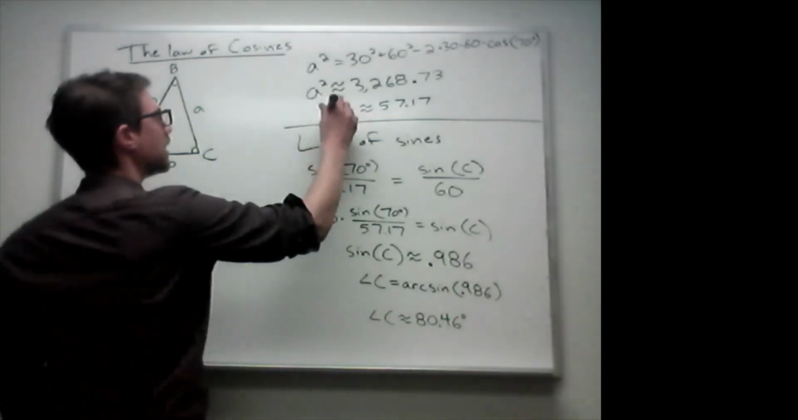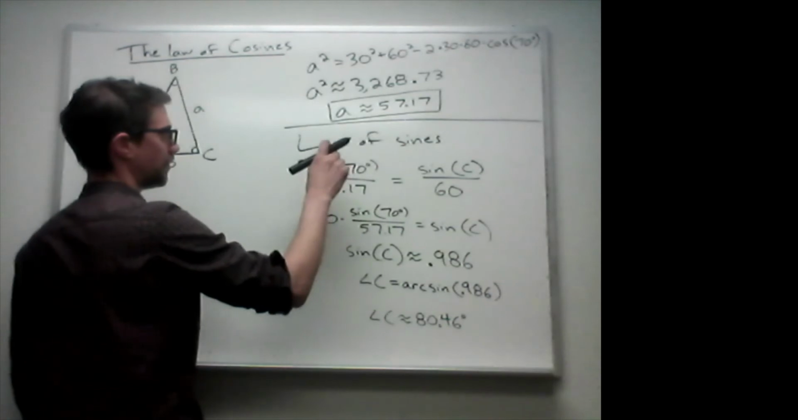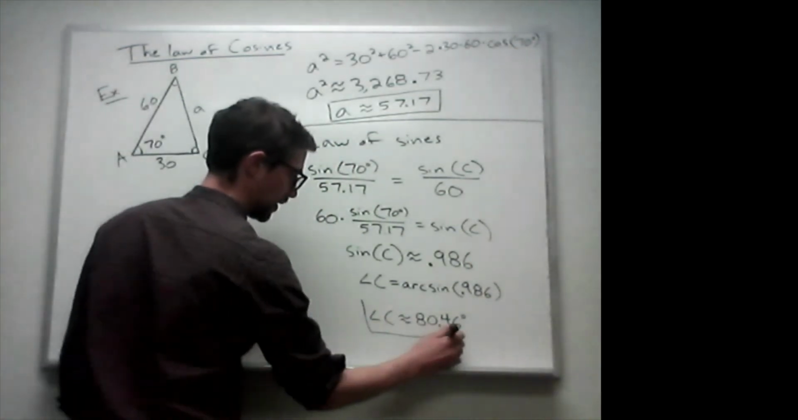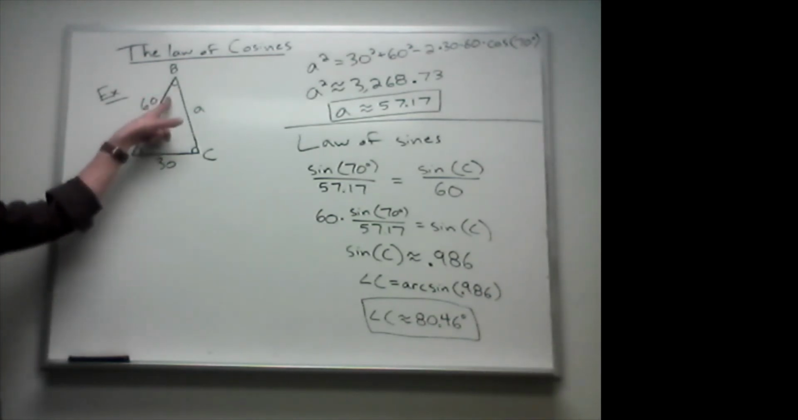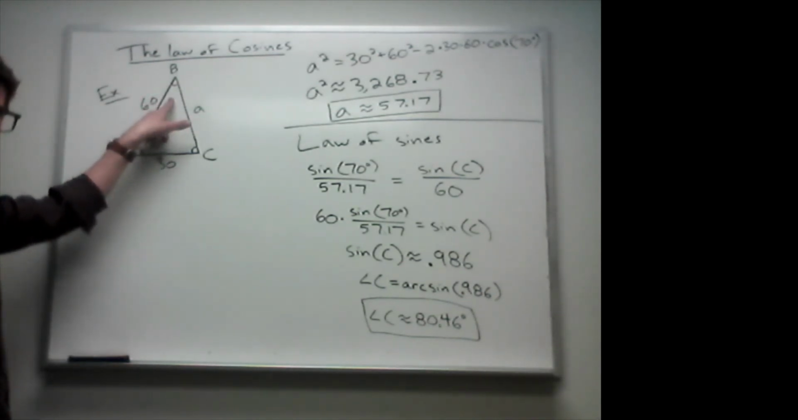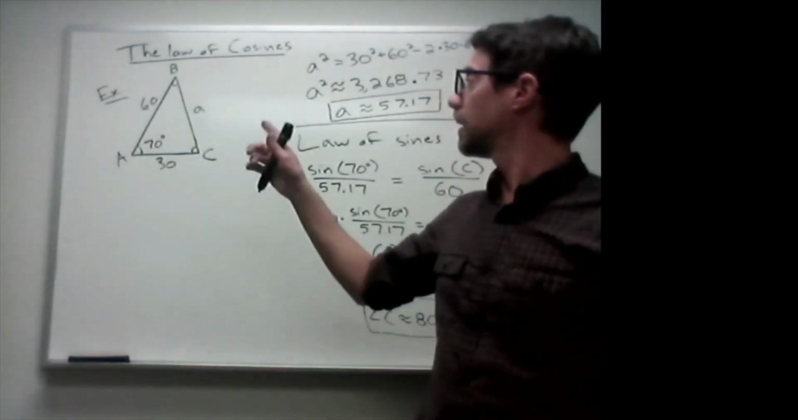Okay, so I should have been circling these solutions as I went. We found side A first. We used the law of sines to find one of the angles. You could have totally used it to find this angle instead. The math would have been exactly the same. So we've done everything we needed to do except that angle.